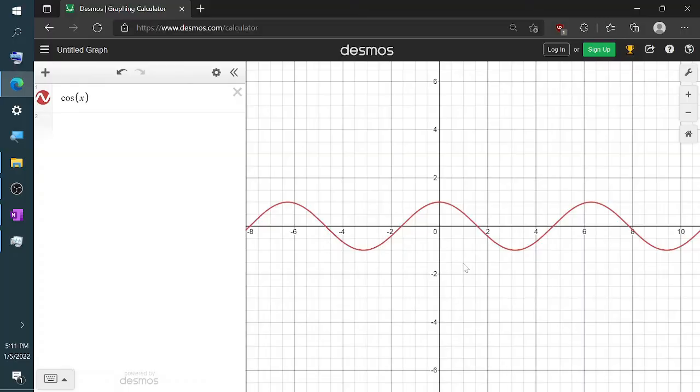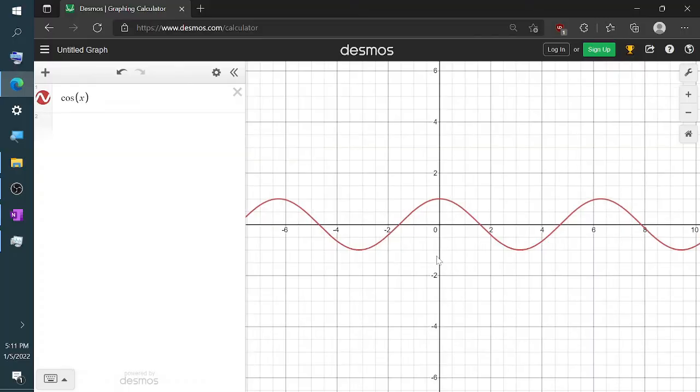Let's have a look at the range of cosine, which would be all the possible vertical values that we're seeing on this graph. So here in the visible portion of this picture, we can see that the vertical values never go above 1. Here's 2, this is 1, and this is the highest that cosine can reach. On the flip side, we have negative 1, which is the lowest that cosine can reach.